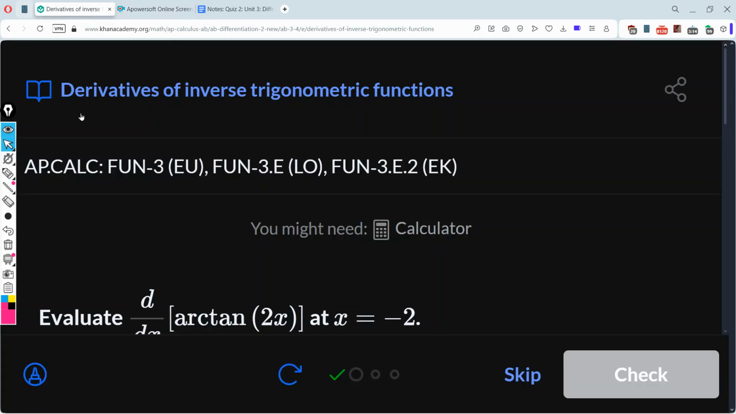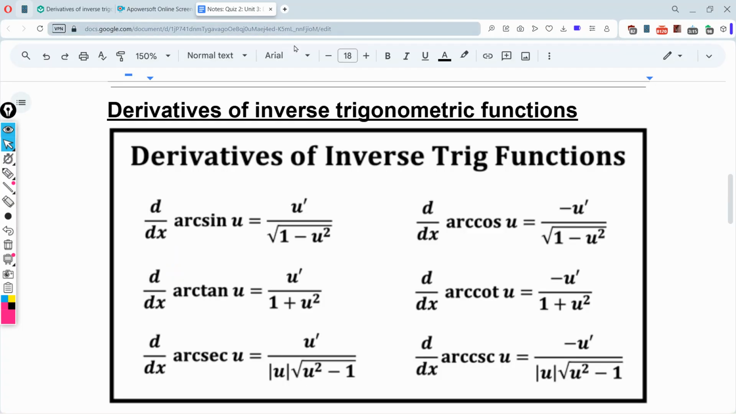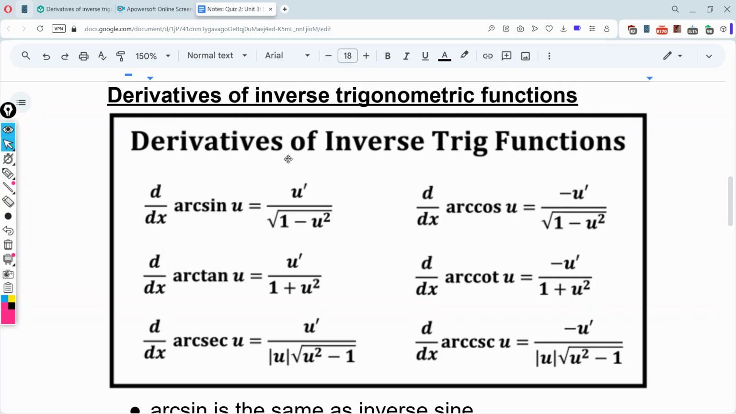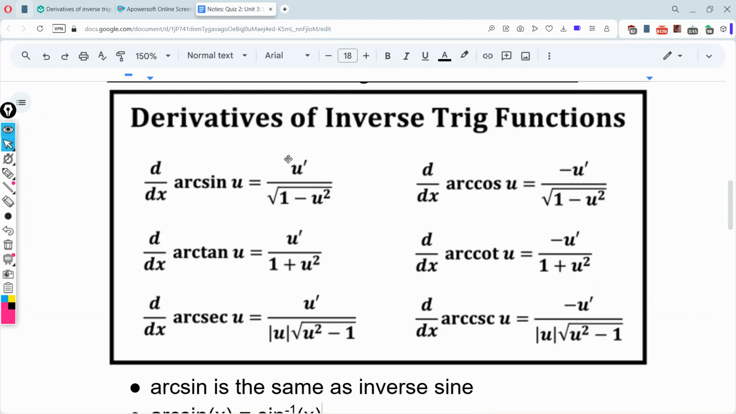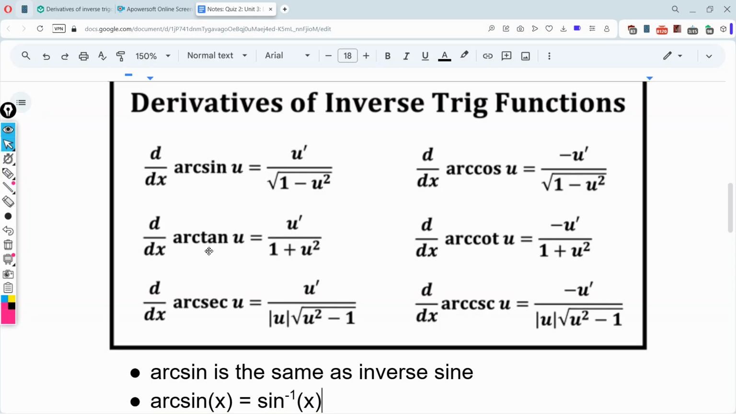This will be for the exercise, derivatives of inverse trigonometric functions. All right, so just some notes before we begin. This is a chart of the derivatives of the inverse trig functions. Now, I'm pretty sure, but not positive, that for this exercise, we are only using the three main ones for sine, cosine, and tangent. Okay?